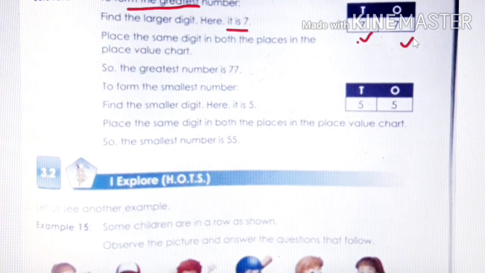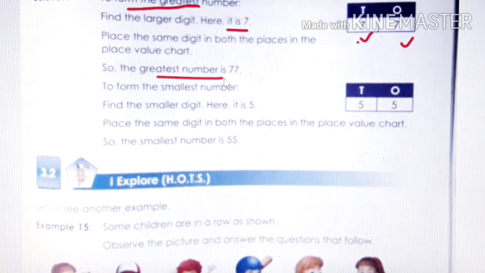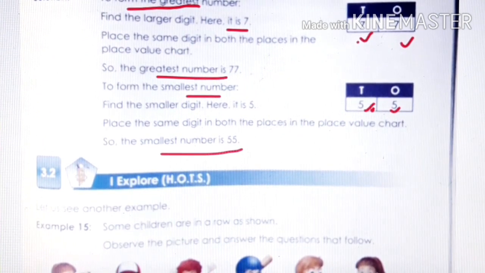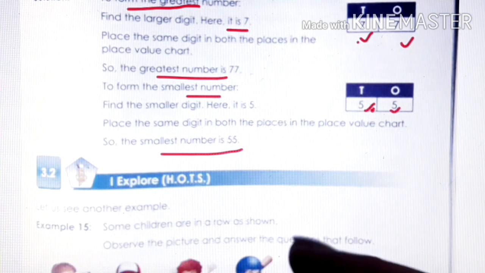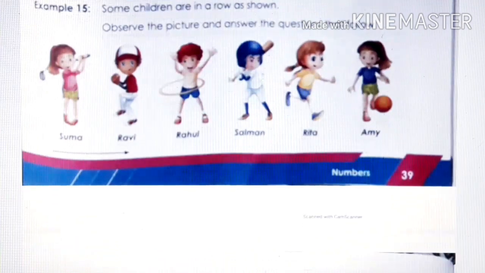Greatest number, what do you get? 77. Is it clear? Next we have to form the smallest number by repeating. So the smallest digit is what? 5. So we will repeat 5 two times in ones place and tens place. So you get the smallest number 55. Is it clear, children? How to form the smallest and greatest number with and without repeating the digits? Okay. So let's see next.